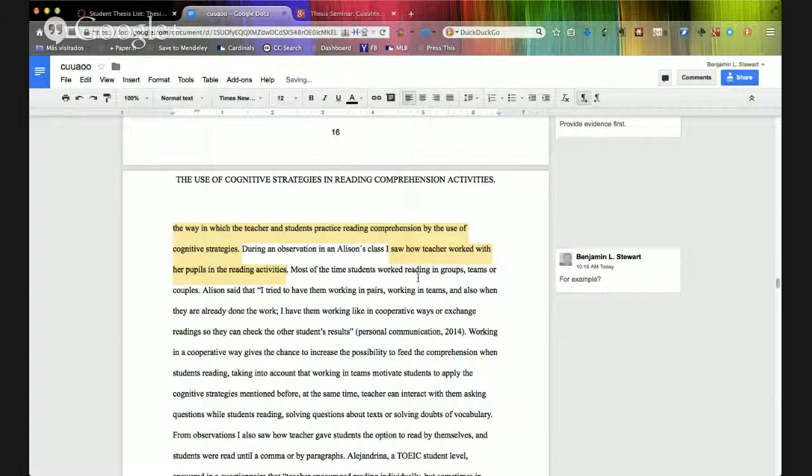Most of the time, esta es una investigación. Entonces, most of the time, ¿qué significa? Es decir, entre 3 de 4 veces, 2 a 3 veces, I need to be more specific.